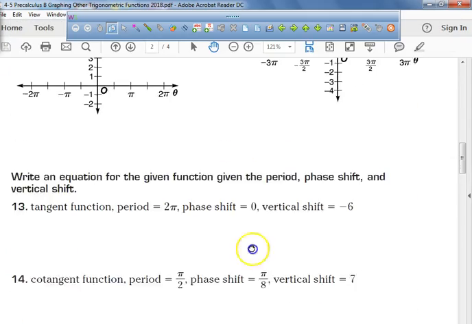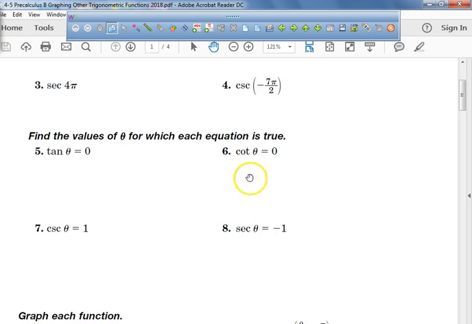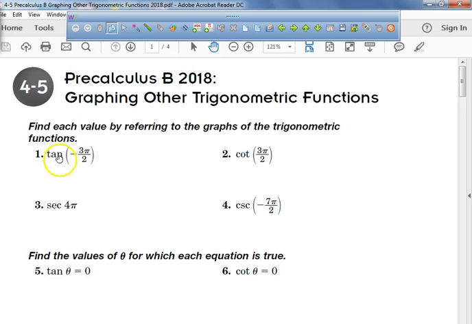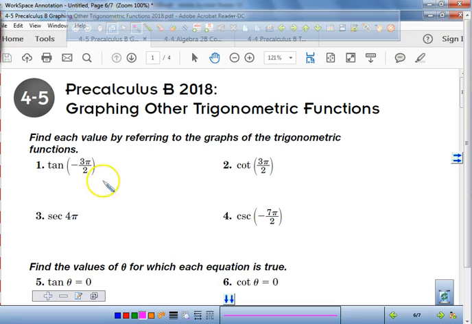I'm going to go all the way up to problem number 1. By doing this, you should be able to figure it out just from the graph. It says, find each value by referring to the graphs. So which graph am I going to look at? I'm going to look at y equals the tangent of x. And what am I going to look for when x is what? Negative 3 pi over 2.